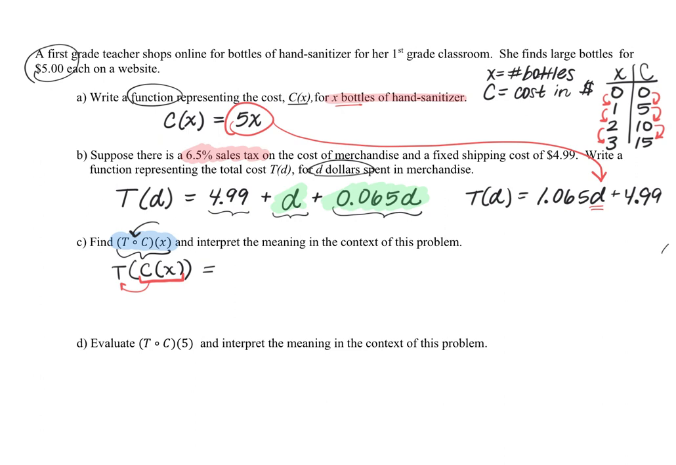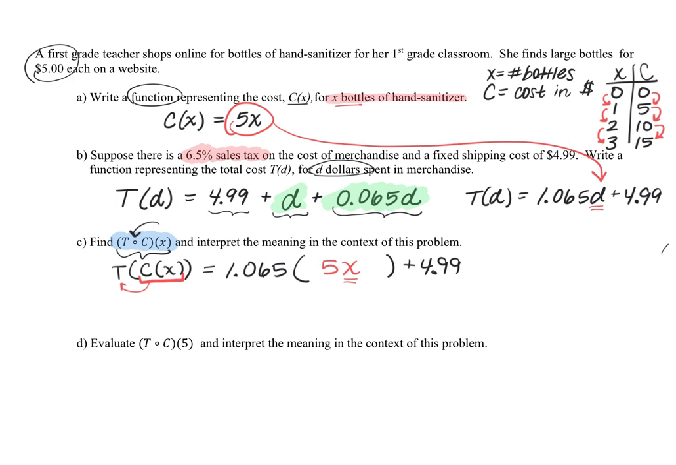So the total cost function we wrote earlier was 1.065D. I'm going to leave a blank there, plus $4.99, to then show you that I'm inputting my cost function, which was 5x. I'm substituting the cost function into the total cost function. So that way I'm going to end up with a total cost as a function of x.